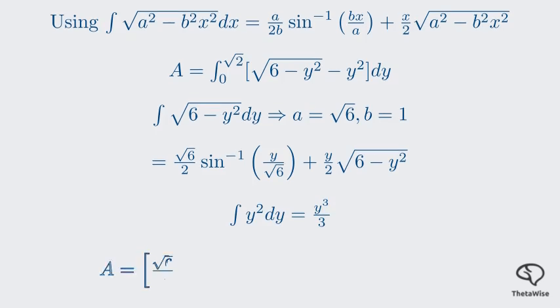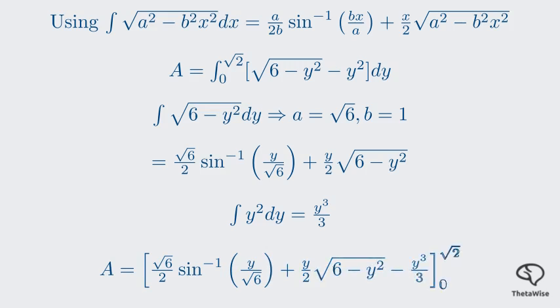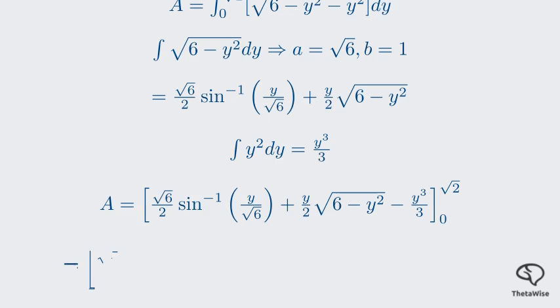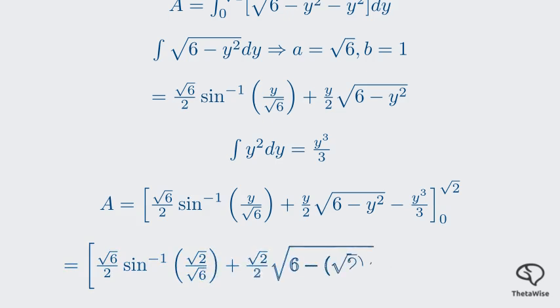First, we plug in the top limit, y equals root 2. Then we plug in the bottom limit, y equals 0, and subtract the second result from the first. Notice that when we plug in the lower limit of 0, every term becomes 0, except for the sine inverse term, but sine inverse of 0 is also 0. So we only need to evaluate at the upper limit.